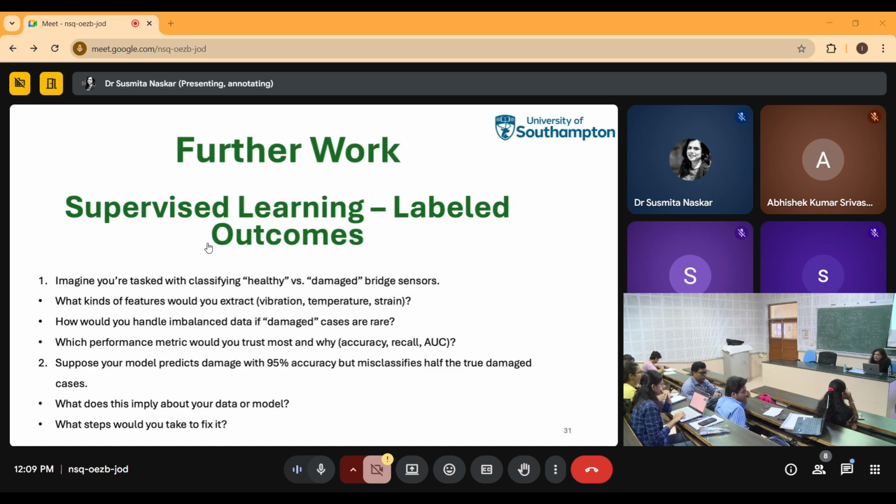So the first one is, as I said, try to imagine that you're tasked with classifying healthy versus damaged. Let's talk about the sensor here. What kind of features would you extract, like vibration, temperature and so on, and how would you handle the imbalanced data if the damage cases are rare? And which performance metric would you trust most and why?